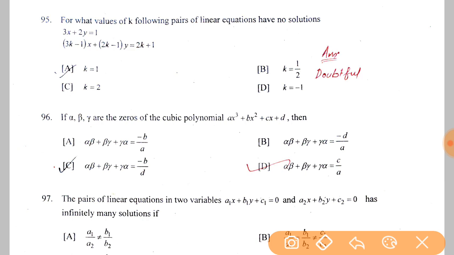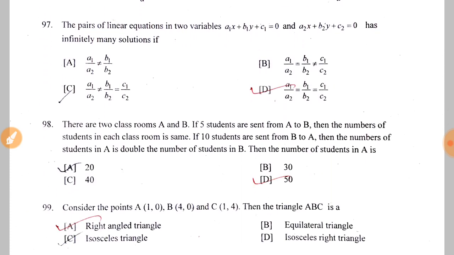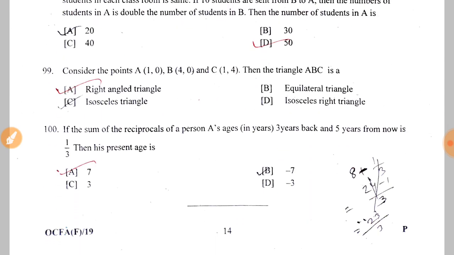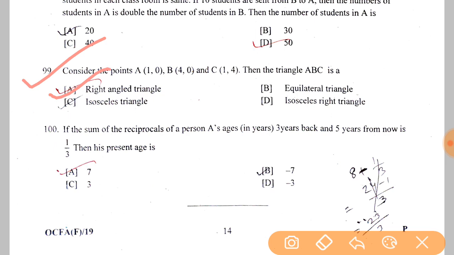Question number 95: actually this answer is doubtful. Question number 96, the correct answer is D. Question 97, D. Question 98, D. Question 99, A. Question number 100, the correct answer is A.